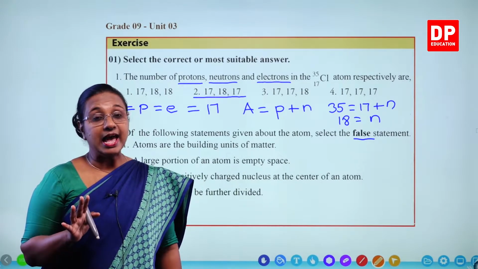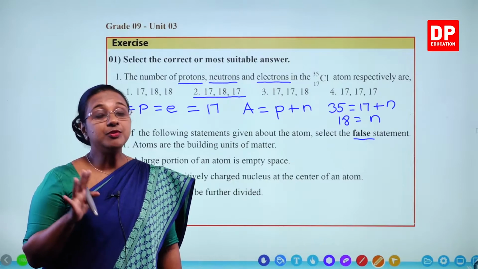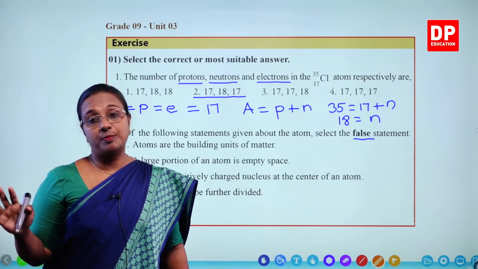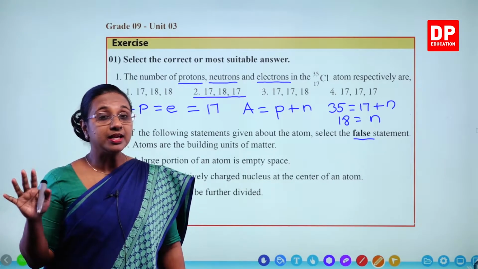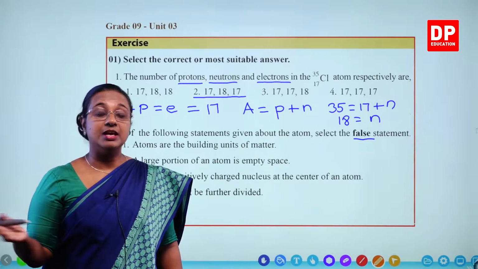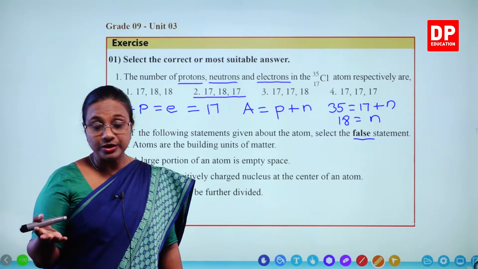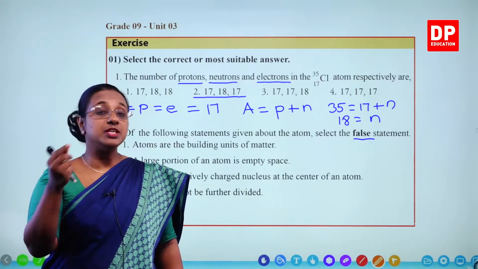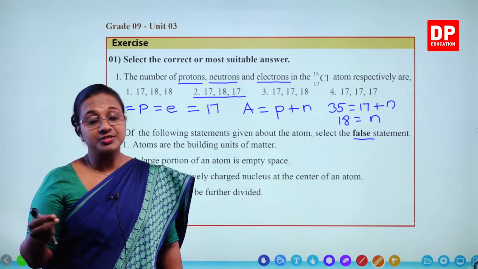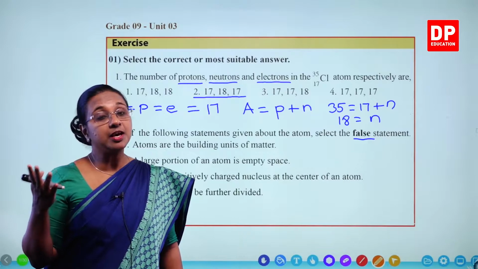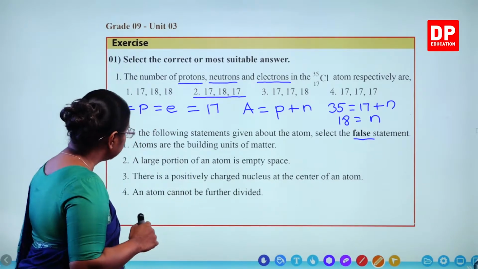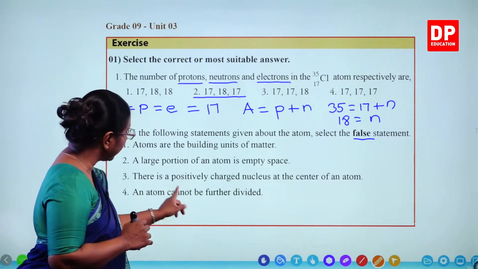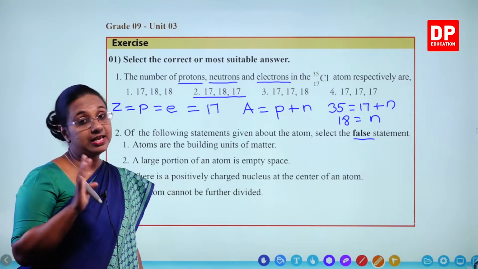You can divide the atoms, but if you divide it, you will not get another substance with definite properties. The subatomic particles don't show a certain property. For example, you all know if we take sodium, that has certain properties. But if you break the sodium atoms into electrons, protons and neutrons, there is no specific property. So that means this statement is false. An atom cannot be further divided is wrong.